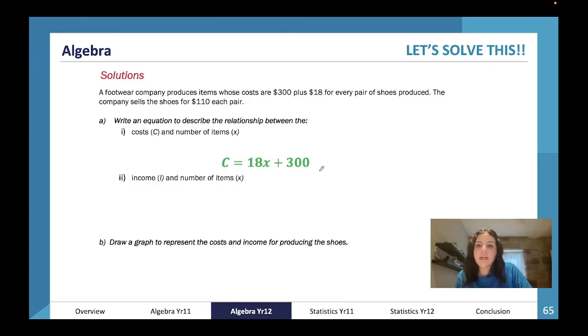Okay, so the first thing we're going to do, and I'll just check if I've written out my solutions here, yeah, is write our two equations. Cost is going to be $18 for every pair of shoes produced, the x, plus $300, which is just an upfront cost. The income is going to be $110, which is the cost of purchasing the pair of shoes, times the number of shoes that are purchased.